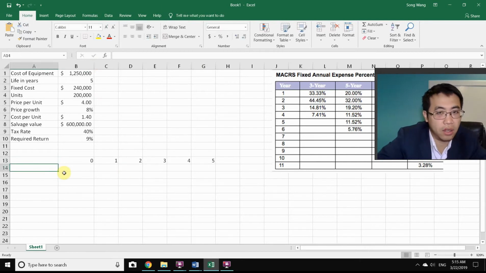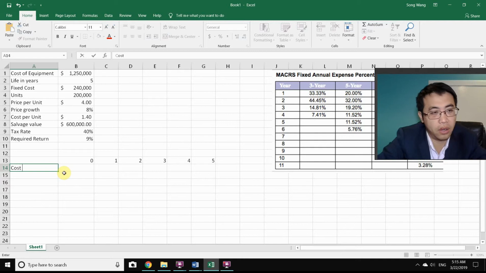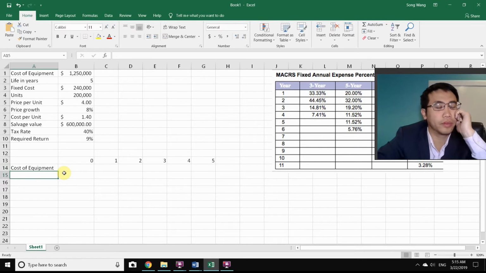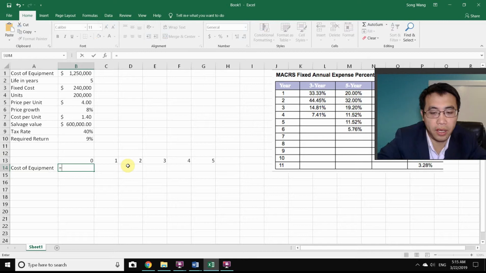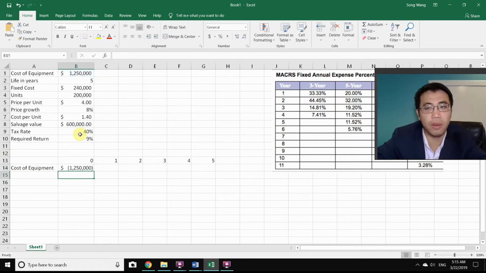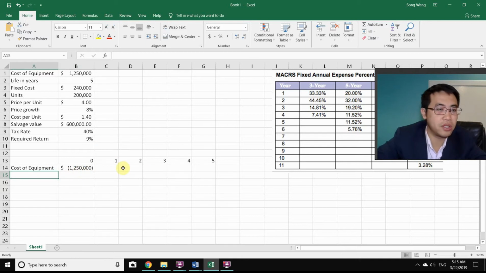And for cost of equipment, it occurs on the first year. Okay, and it will be a negative number. All right, so that's a negative $1.25 million. And then I need to calculate the operating cash flow, which occurs on an annual basis.